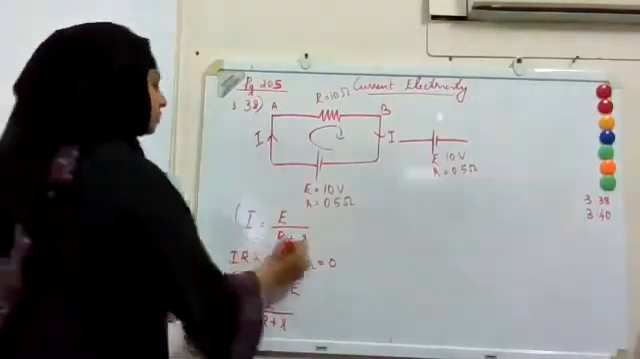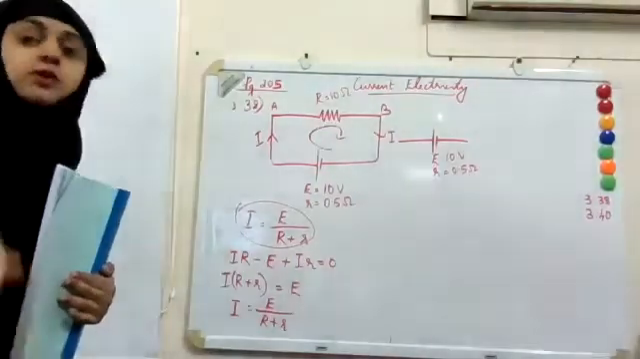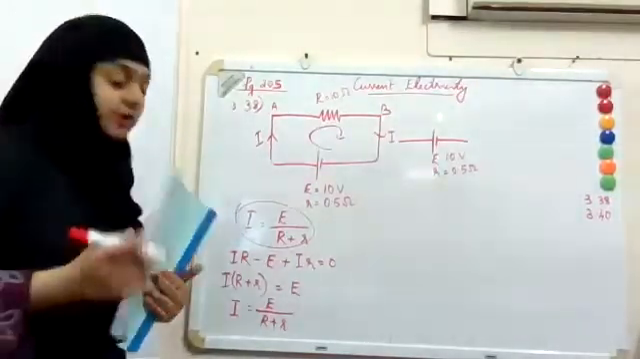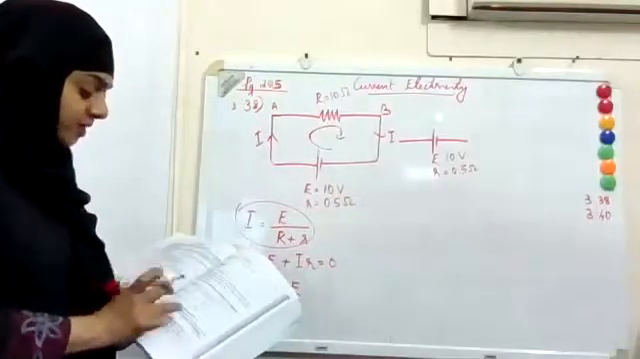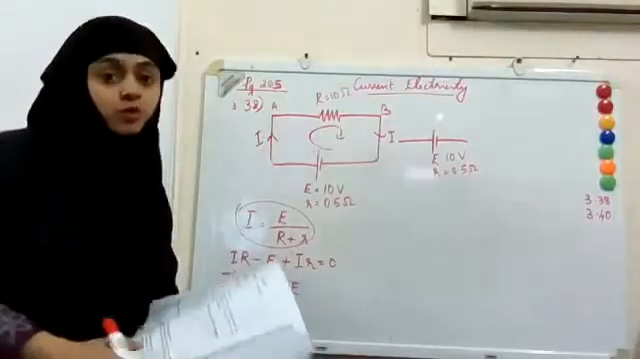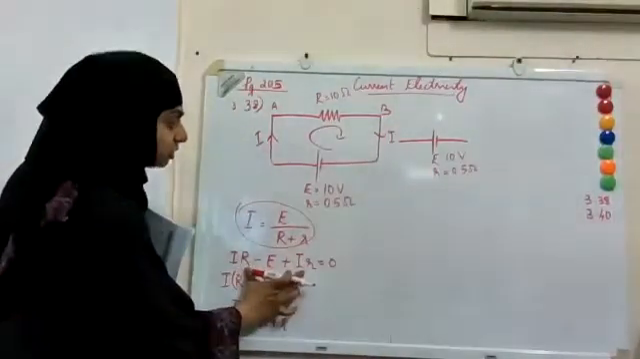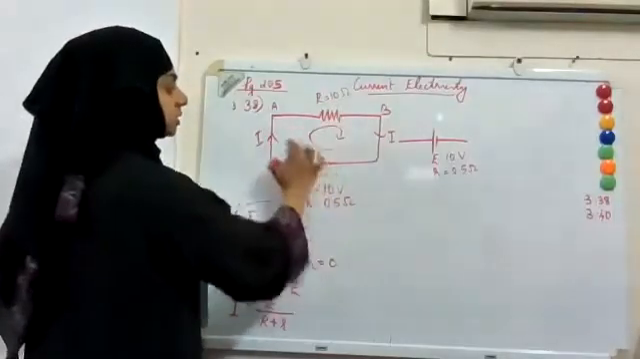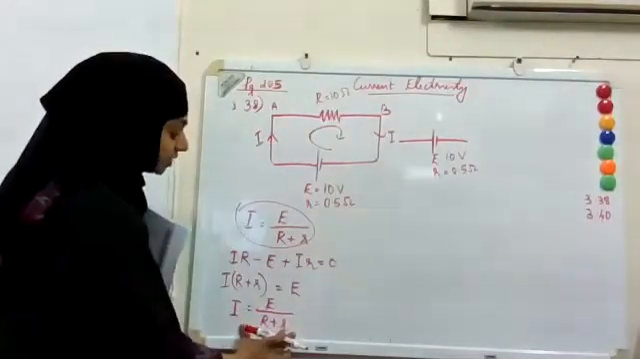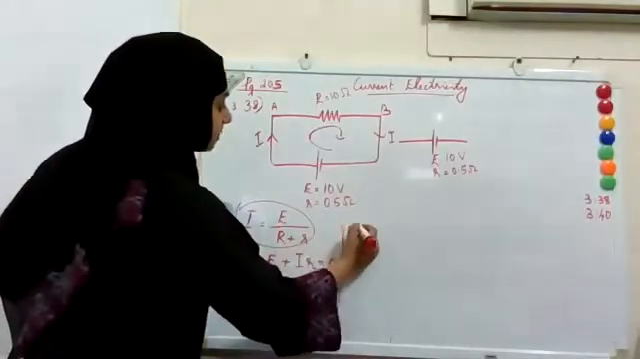So either you can use this equation directly if they haven't mentioned using Kirchhoff's law. But in the question, they have particularly mentioned using Kirchhoff's law. So you will have to use the Kirchhoff's voltage rule in this loop and come up to this formula. Now you can directly apply.